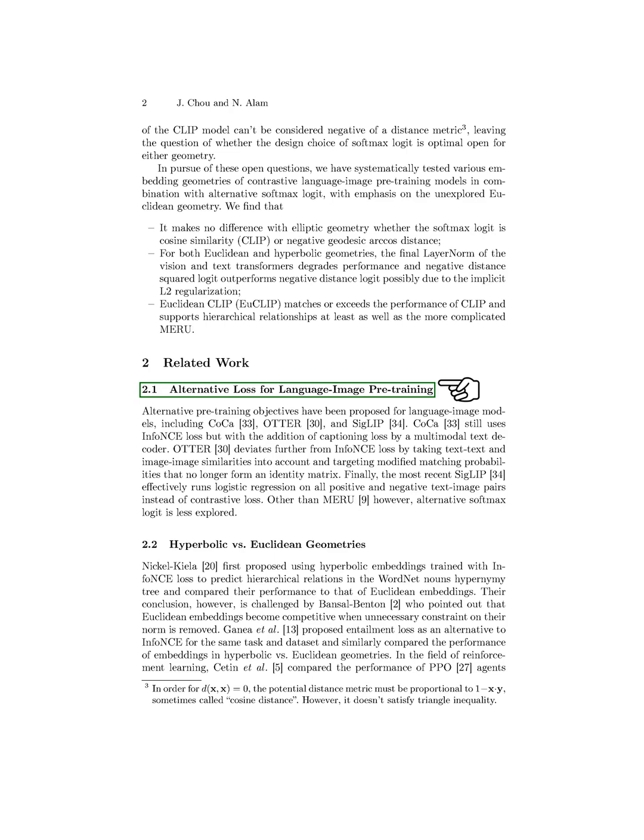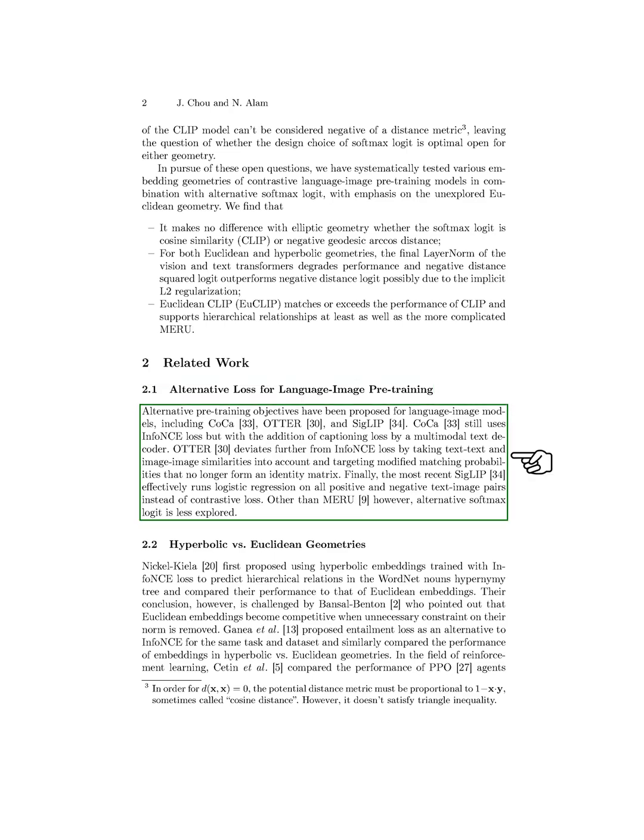In the related work section, we discuss alternative pre-training objectives for language image models, such as CoCa, Otter, and SigLIP. CoCa incorporates a captioning loss alongside InfoNCE, while Otter considers similarities between text and images more broadly. SigLIP, on the other hand, employs logistic regression on text-image pairs instead of contrastive loss. However, aside from MERU, the exploration of alternative softmax logits remains limited.